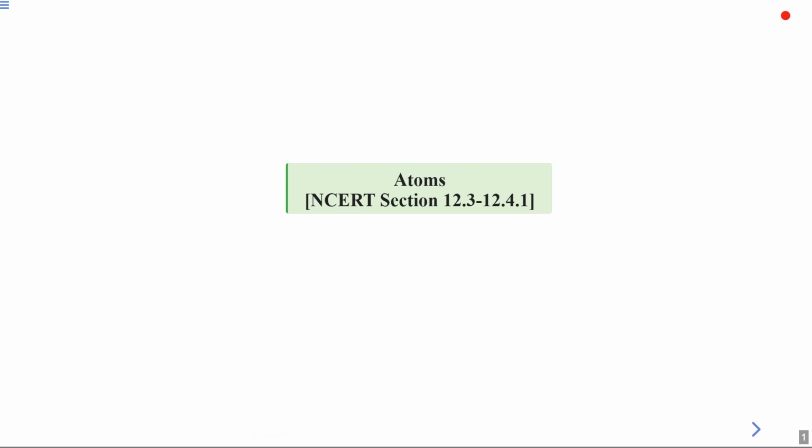Today, we will discuss NCERT section 12.3 to 12.4.1 of chapter Atoms.